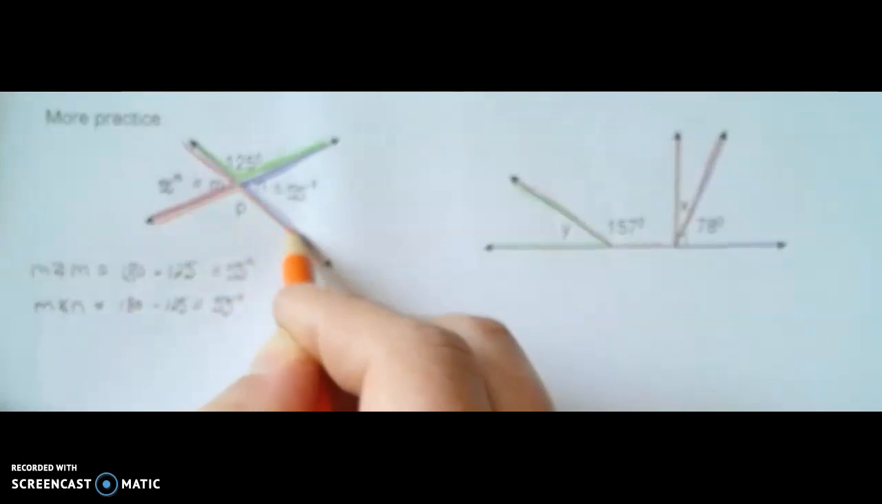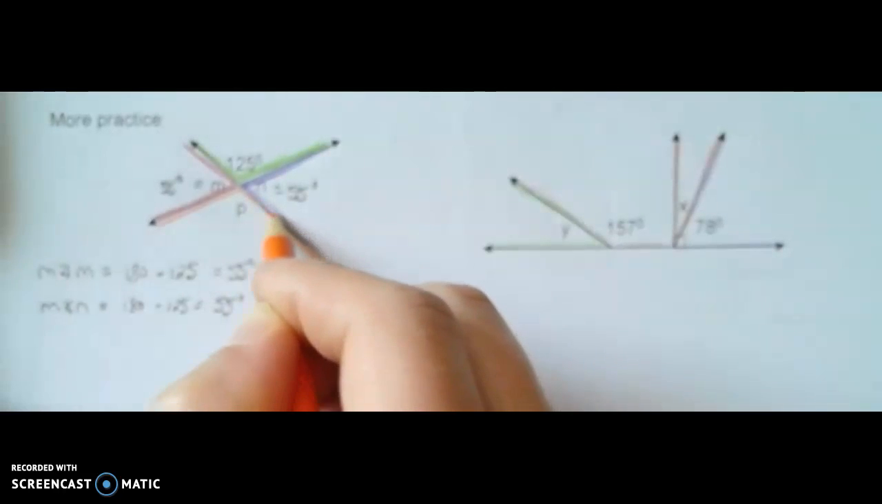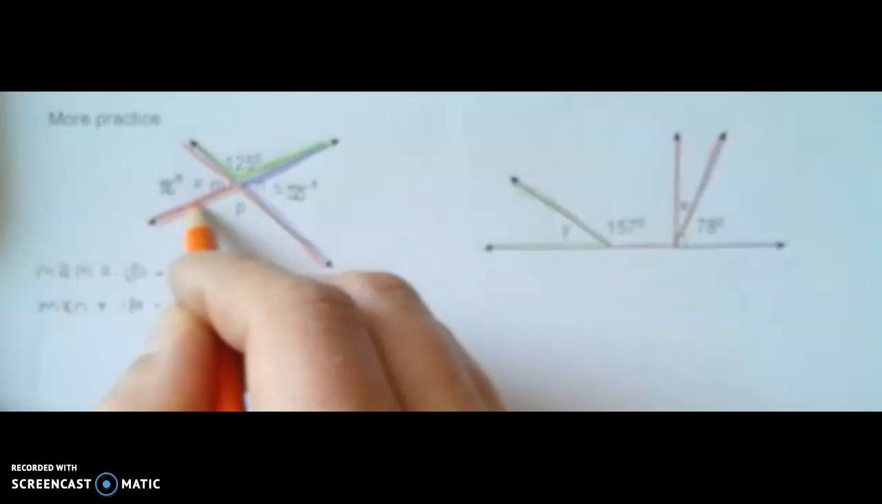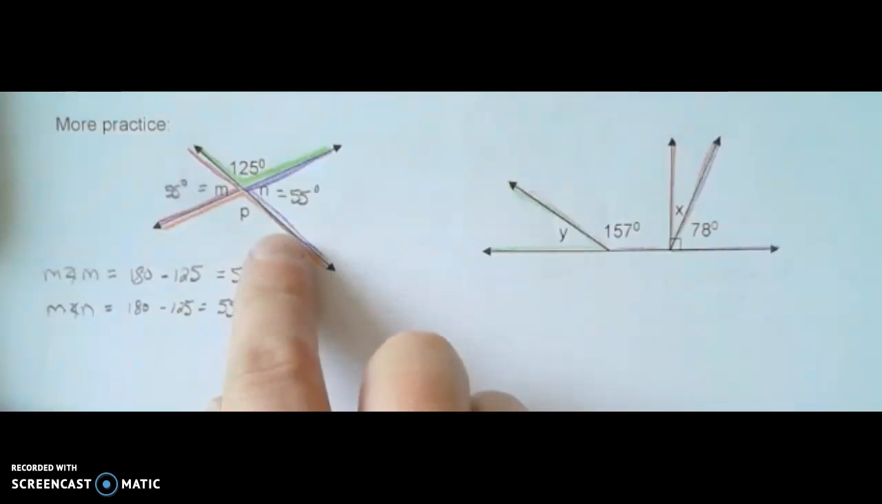Here's angle P. And I'm going to use one of the angles next to it. It doesn't matter if it's angle M or angle N, because if you notice, they're both 55 degrees. So let's use angle N. That again I have in purple. Angle P I have in orange.